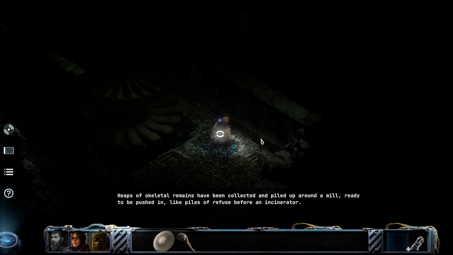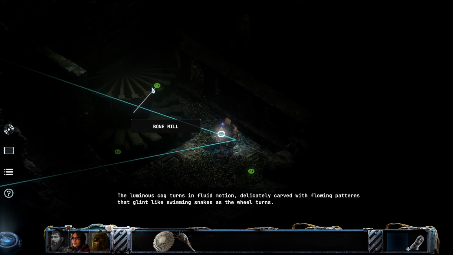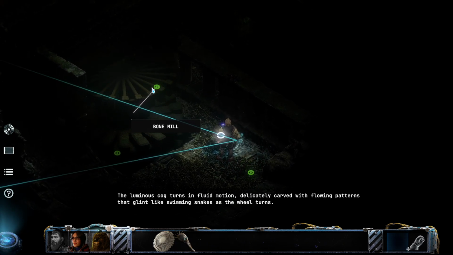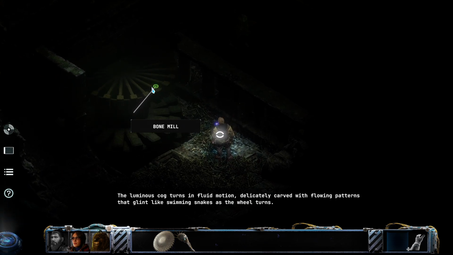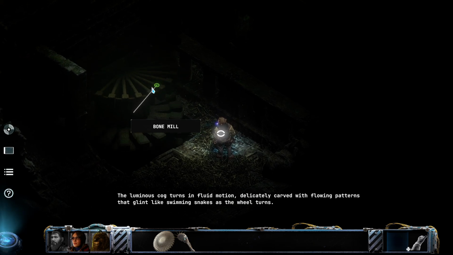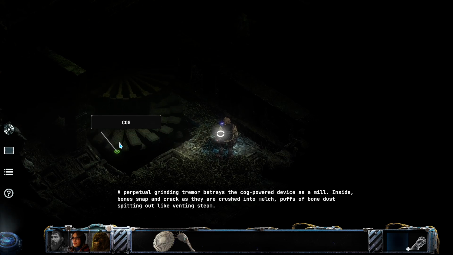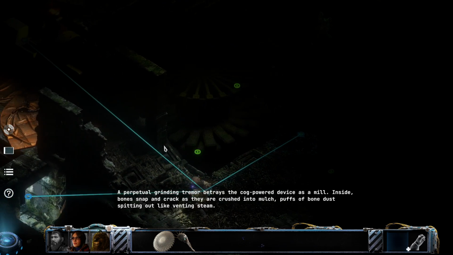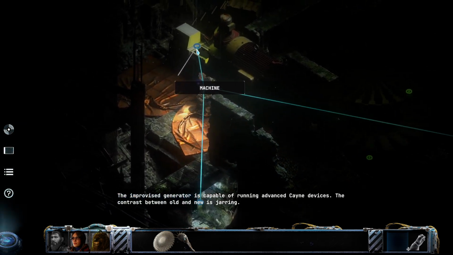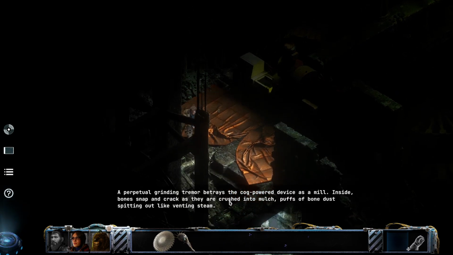Okay, well, long-term rescue and survival efforts probably hindered somewhat by people deciding to kill and eat each other out of paranoia. The luminous cog turns in fluid motion, delicately carved with flowing patterns that glint like swimming snakes as the wheel turns. A perpetual grinding. I don't know. We know the mill thing. Well, seems like there's not much point in being in here, aside from charging a battery should we find one.